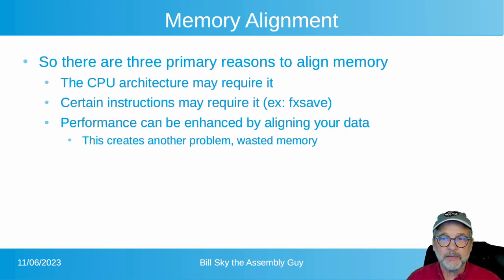So in summary, there are 3 primary reasons to align memory. The CPU architecture may require it. Remember the FXSAVE, that's a specific instruction. That's the second possibility. The third primary reason is performance can be enhanced by aligning your data.